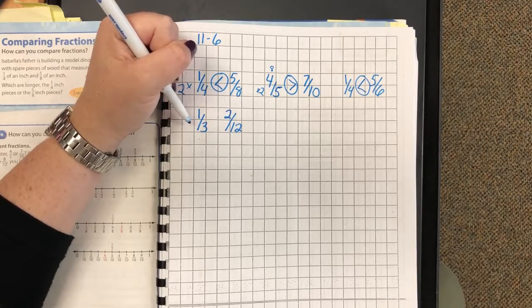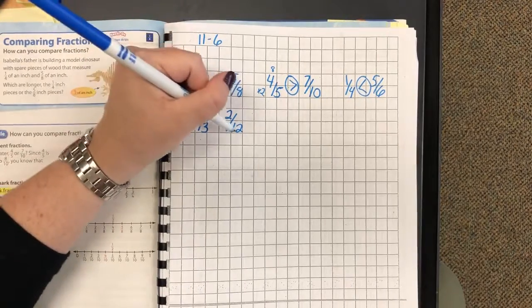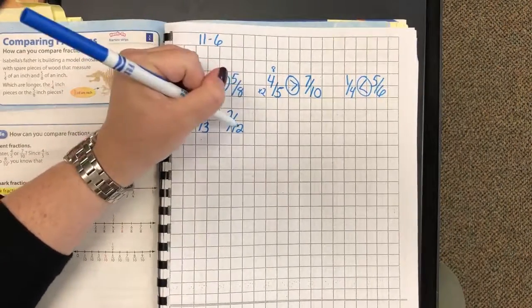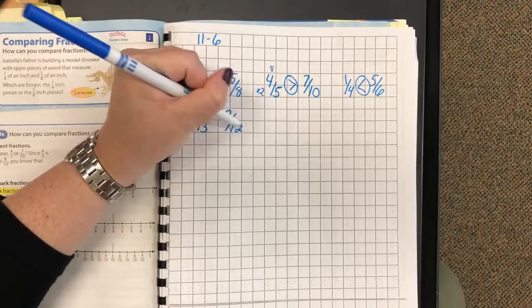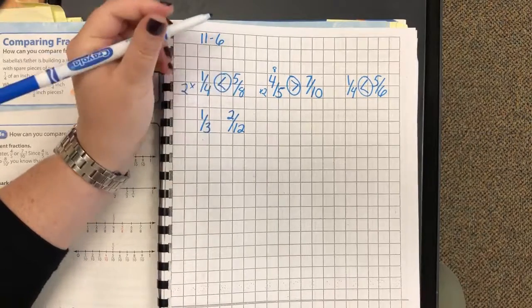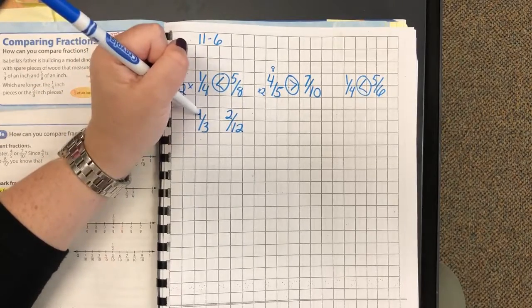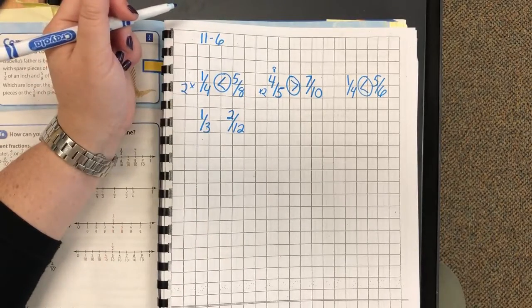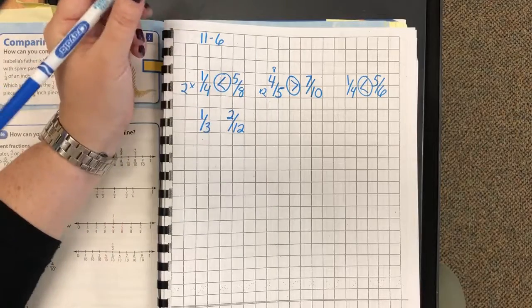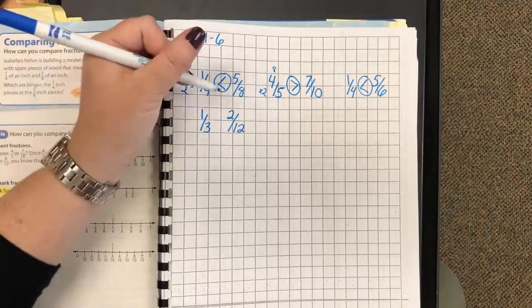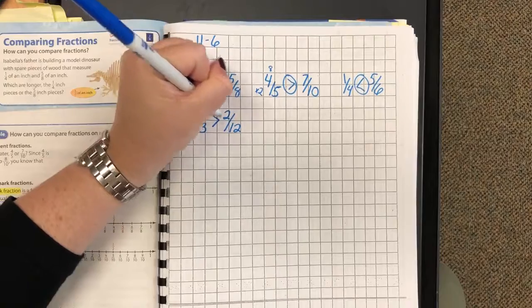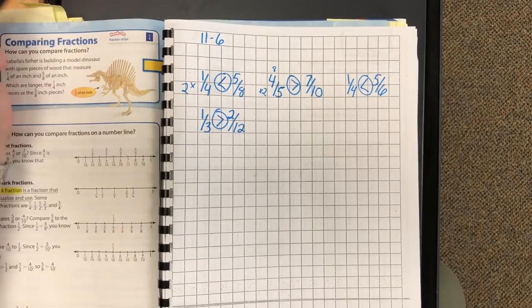That's a whole lot more. So when I look at my denominators, and when I see a large denominator and a small numerator, I know that's going to be pretty small. The closer your numerator is to your denominator, the closer it is to being a whole. So in this case, 1/3 is bigger than 2/12. It is greater than.